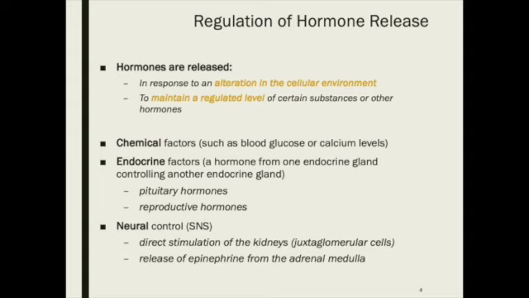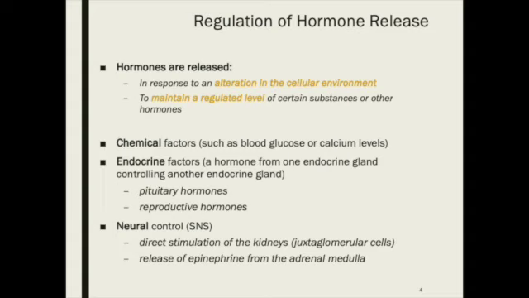To maintain a regulated level of certain substances or other hormones, they need to be able to react to the environment in which they're in. There are chemical factors involved, such as blood glucose or calcium levels. There are endocrine factors involved, like a hormone from one endocrine gland which controls another endocrine gland, and so there may be a cascade of hormonal release. Think about the pituitary hormones or the reproductive hormones.